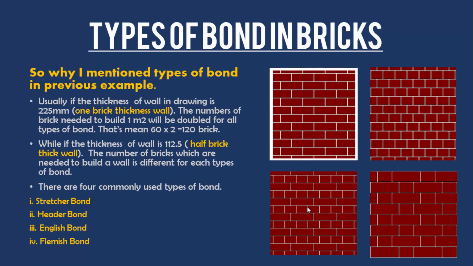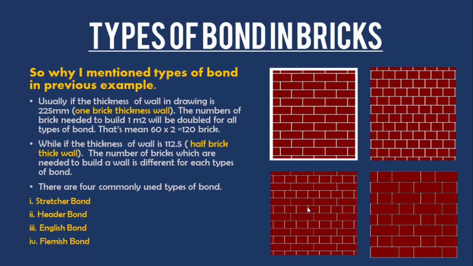So why did I mention the type of bond in the previous example? Usually if the thickness of the wall in the drawing is 225 mm, which equals a 1 brick thick wall, the number of bricks needed to build 1 square meter will be doubled for all types of bond. That means 60 multiplied by 2, which equals 120 bricks for each square meter. While if the thickness of the wall is 112.5 mm, this equals a half brick thick wall, and the number of bricks needed to build the wall is different for each type of bond.